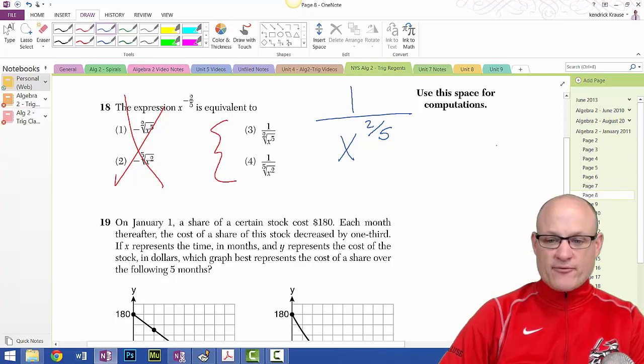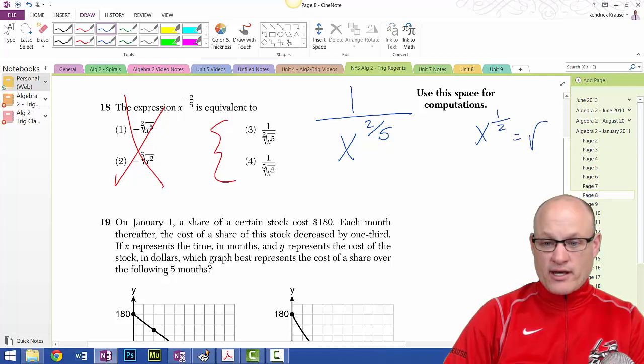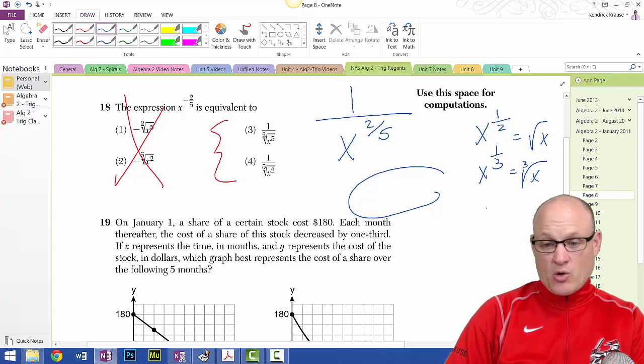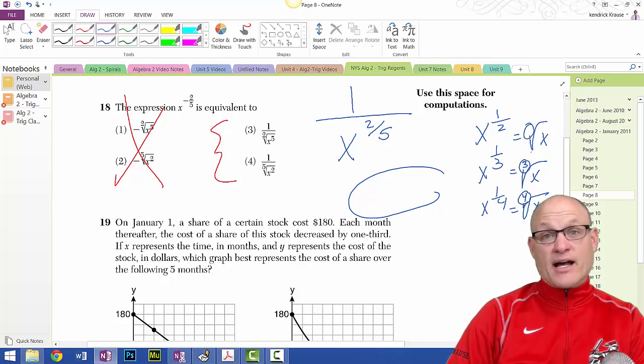So you have to remember that x to the 1/2 means the square root of x. Lost my pen again. Let me know when I get it back. There it is. Square root of x. Or x to the 1/3 is equal to the cube root of x. Or x to the 1/4 is equal to the 4th root of x. Notice that the number is on the outside of the square root symbol, not the inside, but the outside of the square root symbol.